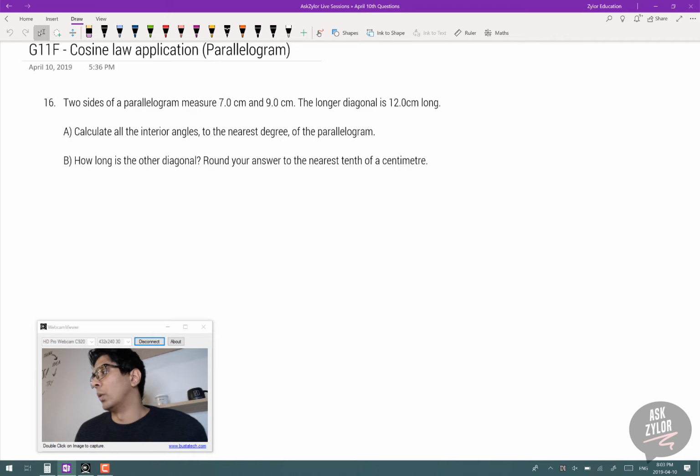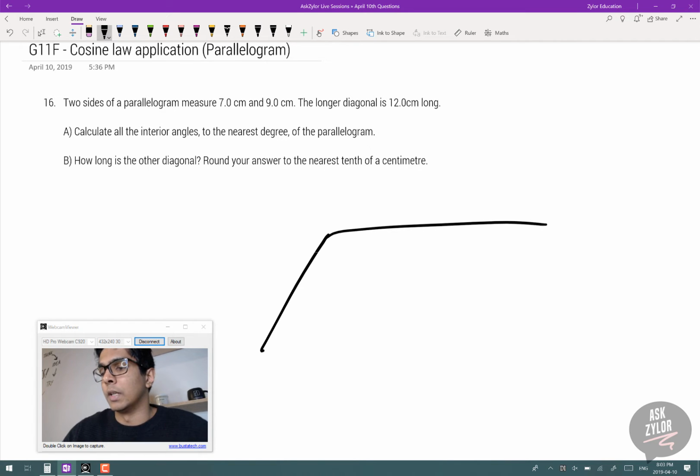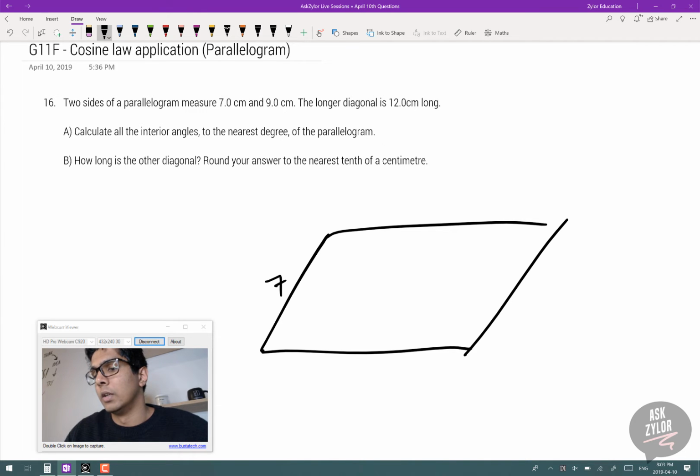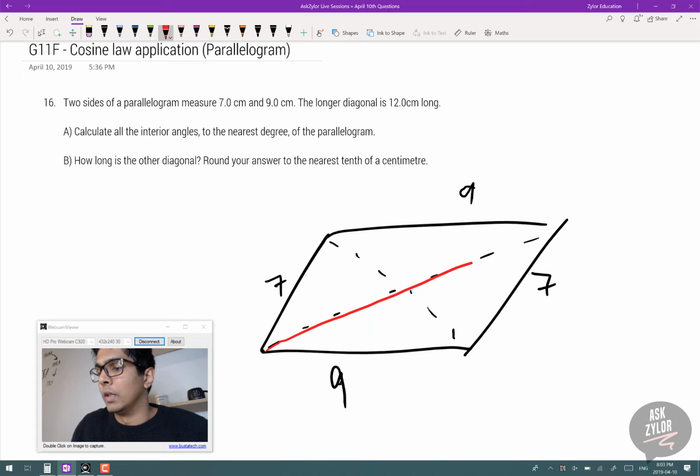So let's deal with the first question and draw an example of what the parallelogram is. Each side is 7 and 9 because they told me the two sides. And we have two diagonals, a long one and a short one. The long one I'm going to show with this red line, and the short one I'll show with the green line. They told me what the long one is, so the long diagonal is going to be 12 centimeters.